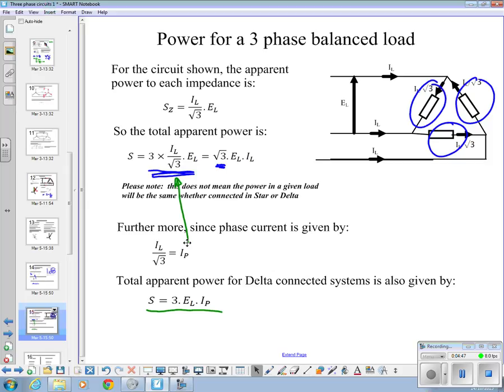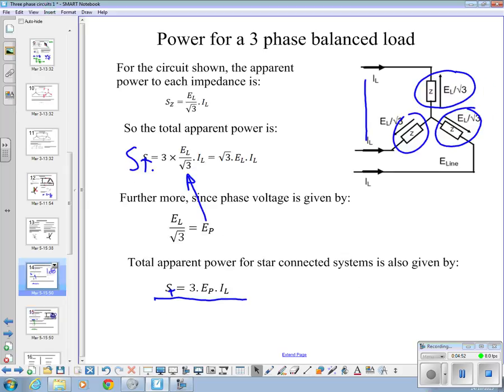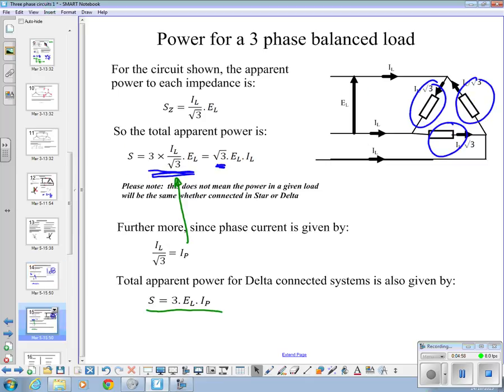So in a star connected system, it's 3 times the phase voltage times the line current, and in the delta connected system it's 3 times the line voltage times the phase current. So again, there's a number of ways to get to the total apparent power for a given system, depending on what you've been given in the first place.